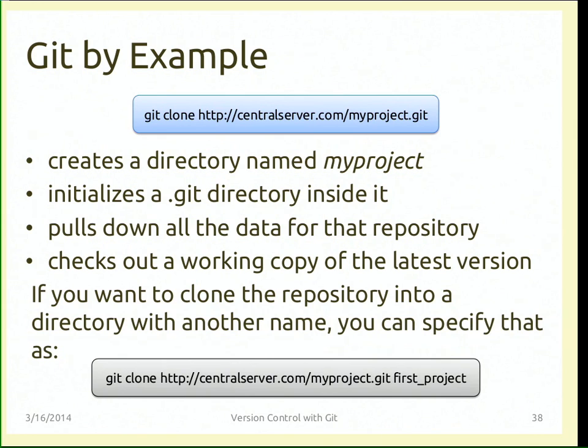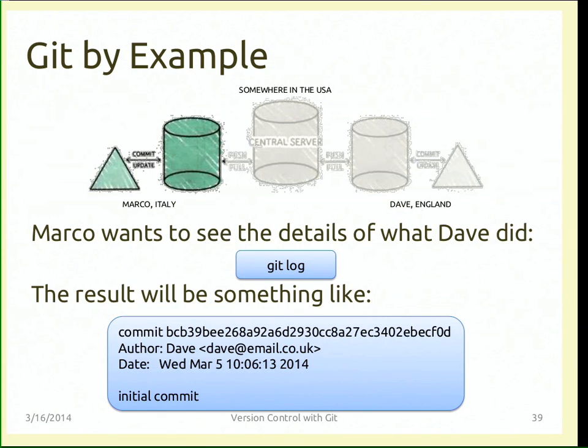If you want to clone the repository into a directory with a different name from my project, because you like it, you can append to this command the name of the directory to be created. In this case, everything continues to work. Your local repository and working copy are linked with the remote repository, but you have a different folder with a different name. So, now Marco wants to see what Dave did.